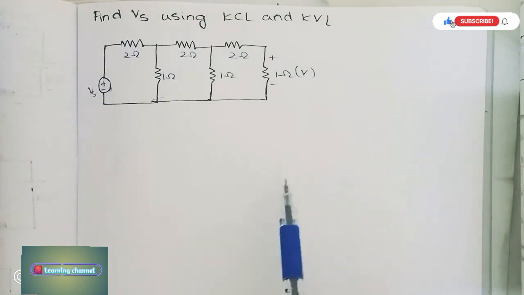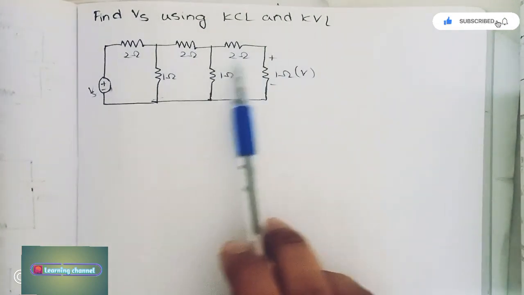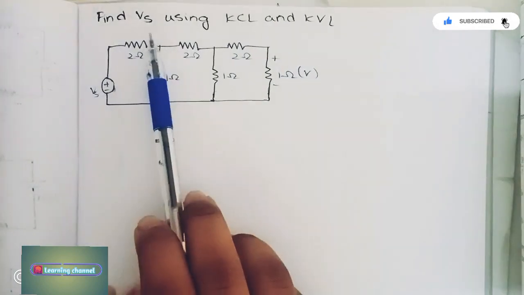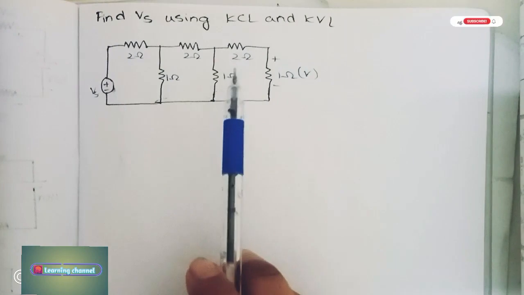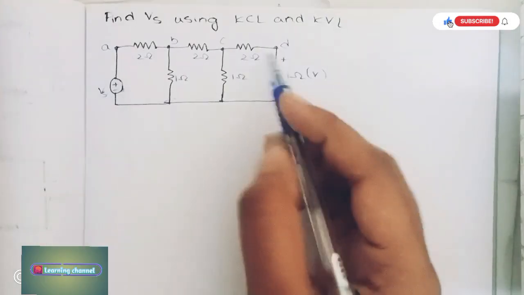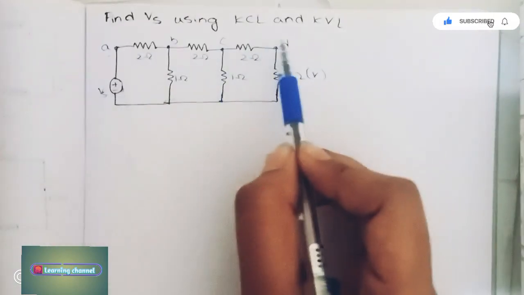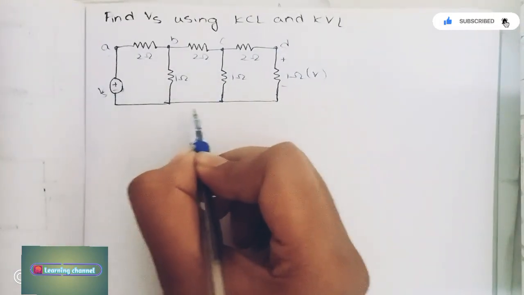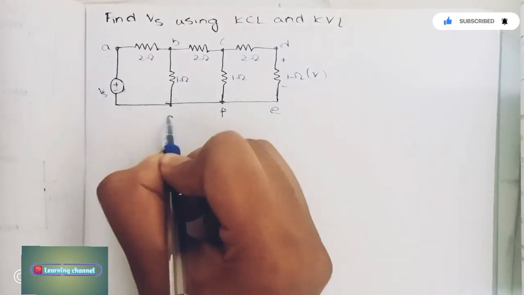So in this video, let us solve one more problem on both KCL and KVL. This is the circuit given and they asked us to find the value of Vs. First of all, let us redraw the circuit in order to solve the problem. As they asked us to solve the problem by using KCL and KVL, I am taking the nodes A, B, C, D, E, F and G here.